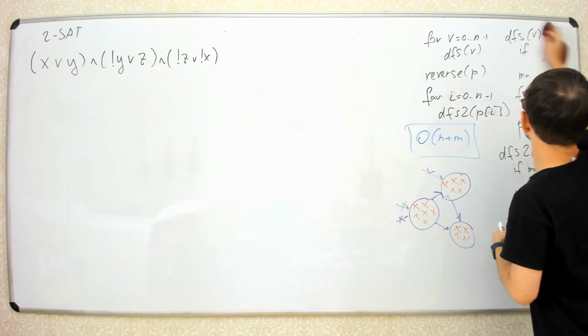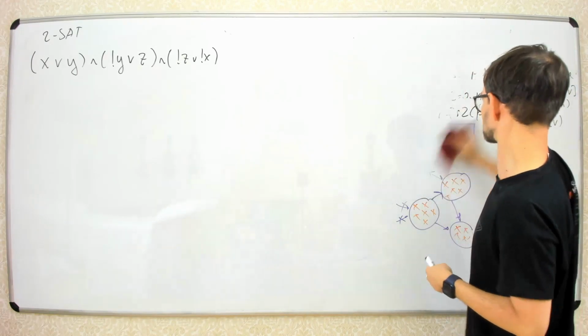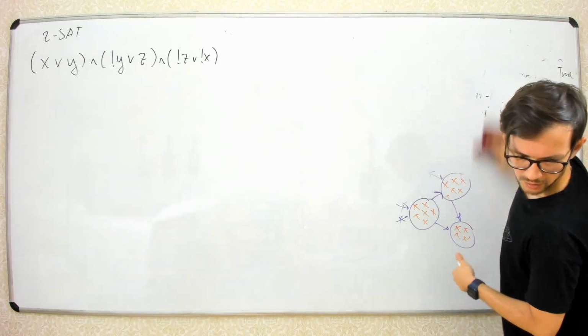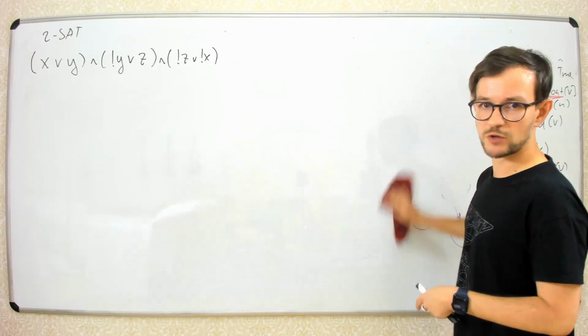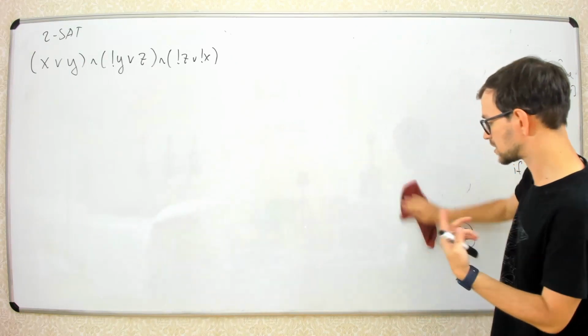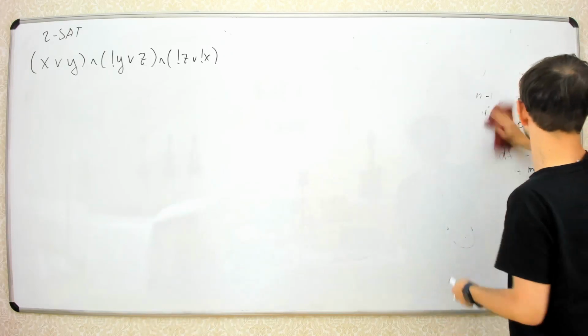I'll just erase everything, just to have some space. Any more questions by now? Yes, we need to check if this Boolean formula is satisfiable. So we need to find some values for all variables, so this formula is true.